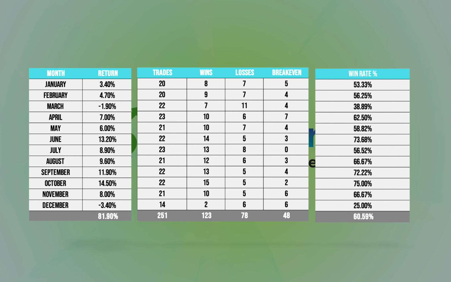Maybe we just didn't give the strategy enough time to play out that edge by missing those 6, 7, 8 extra trades that the other months had. That could really be a factor.